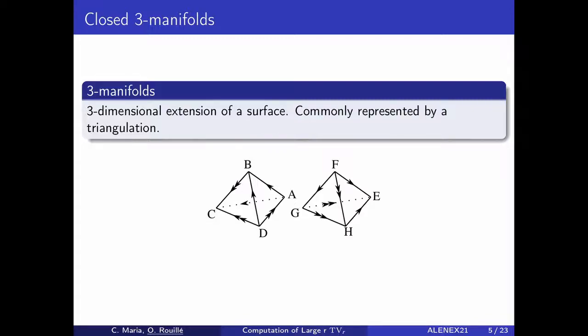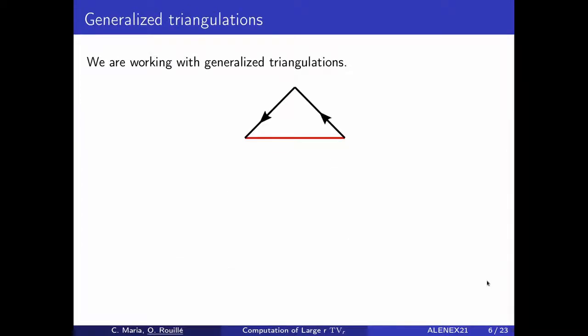The underlying objects we are studying are three manifolds. They are three-dimensional extensions of surfaces and they are represented by triangulations. For instance, here we have two tetrahedra. The edges are marked to allow identifications, and once glued together they will give a true manifold. The manifolds we are considering in this talk are prime, closed, and orientable. The triangulations we consider are not necessarily simplicial complexes, they are generalized triangulations in the sense that a tetrahedron can be identified and glued with itself.